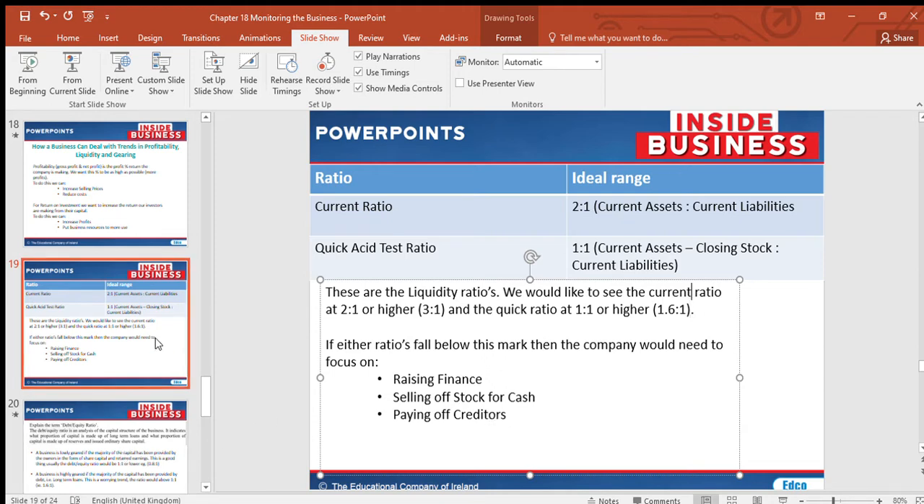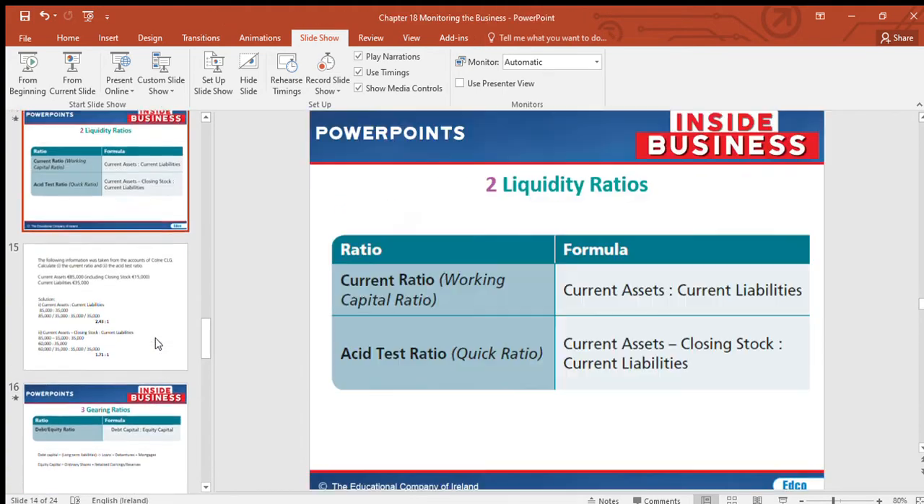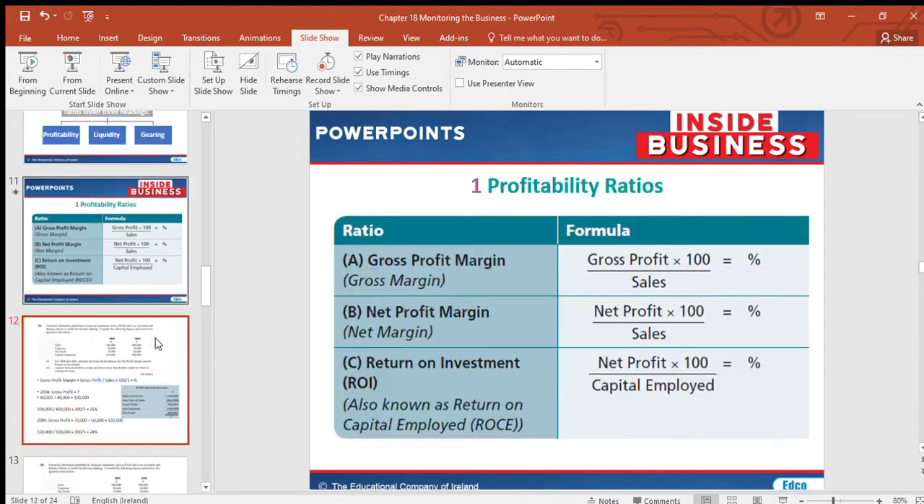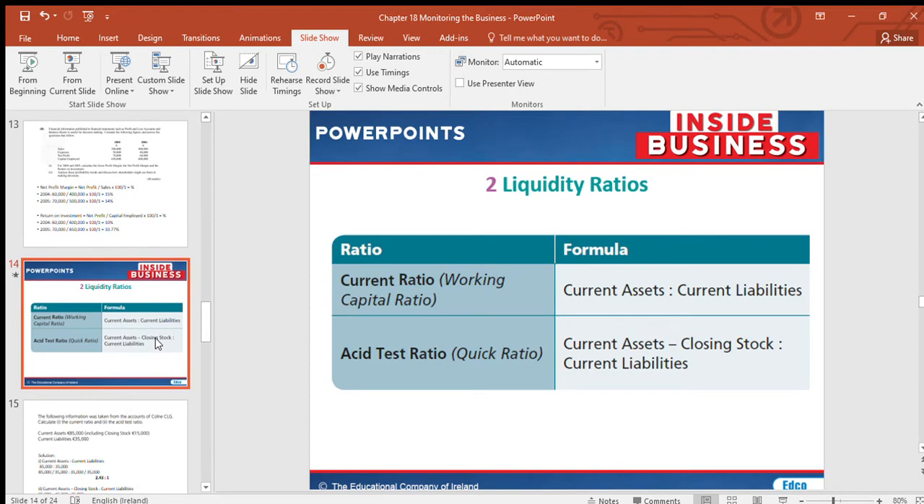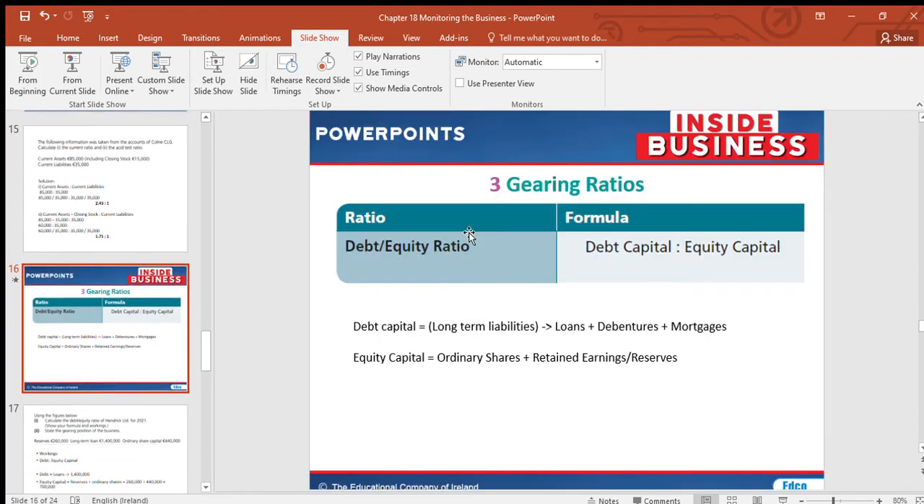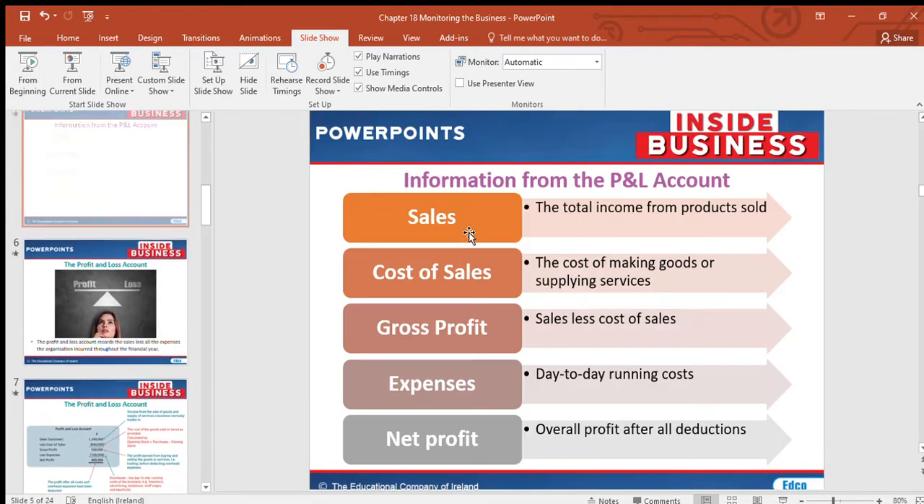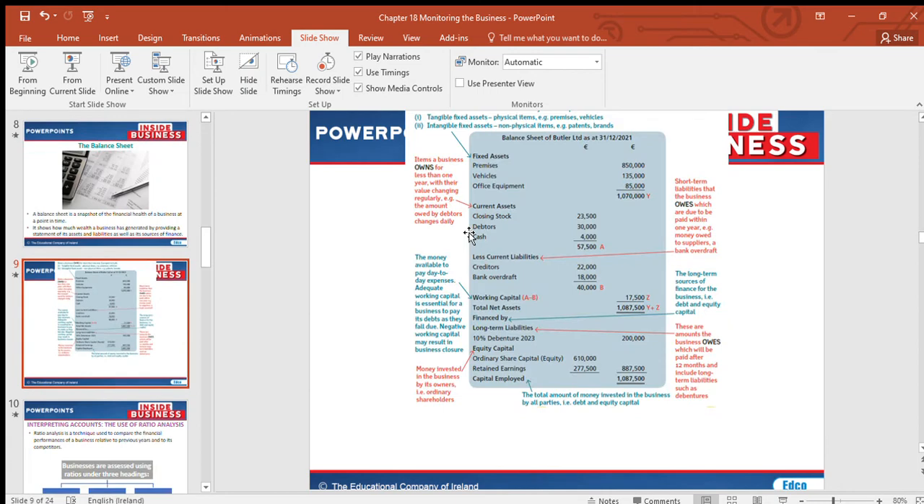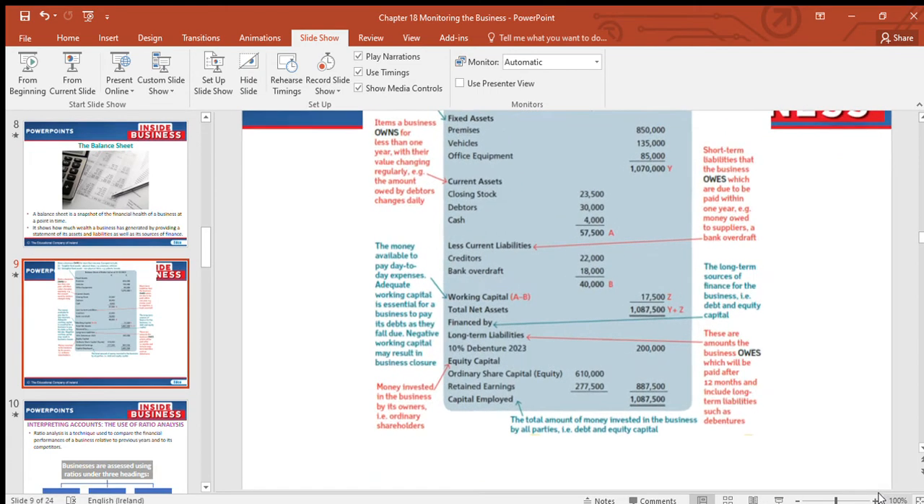Liquidity ratios, just to show our calculations for liquidity, were up. These were our formulas. And to calculate it here, we looked at our current assets, including closing stock, and our current liabilities. So our current liabilities being the part of the balance sheet here. I'll just zoom in, where we have our creditors and our bank overdraft. So obviously we want to reduce this by owing less money.